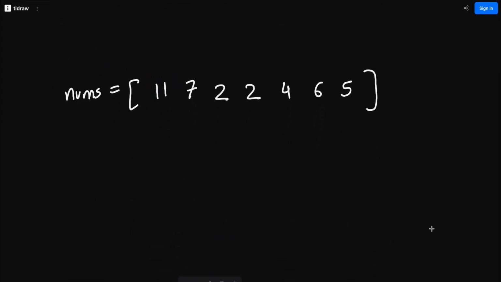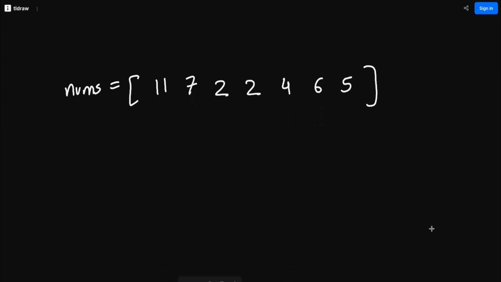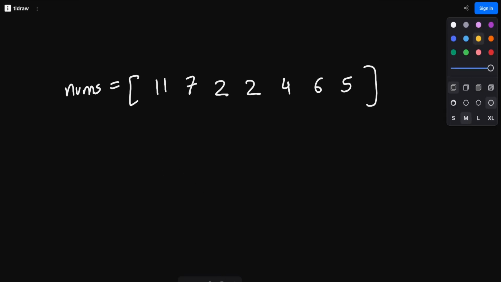So the question says that you have one integer array which has all the elements as positive. Now you also have one operation. That operation says that take any prefix like this and decrement all the elements by 1. So 11 would become 10, 7 would become 6, 2 would become 1, 2 would become 1, and 4 would become 3. So this is the operation that we can perform.